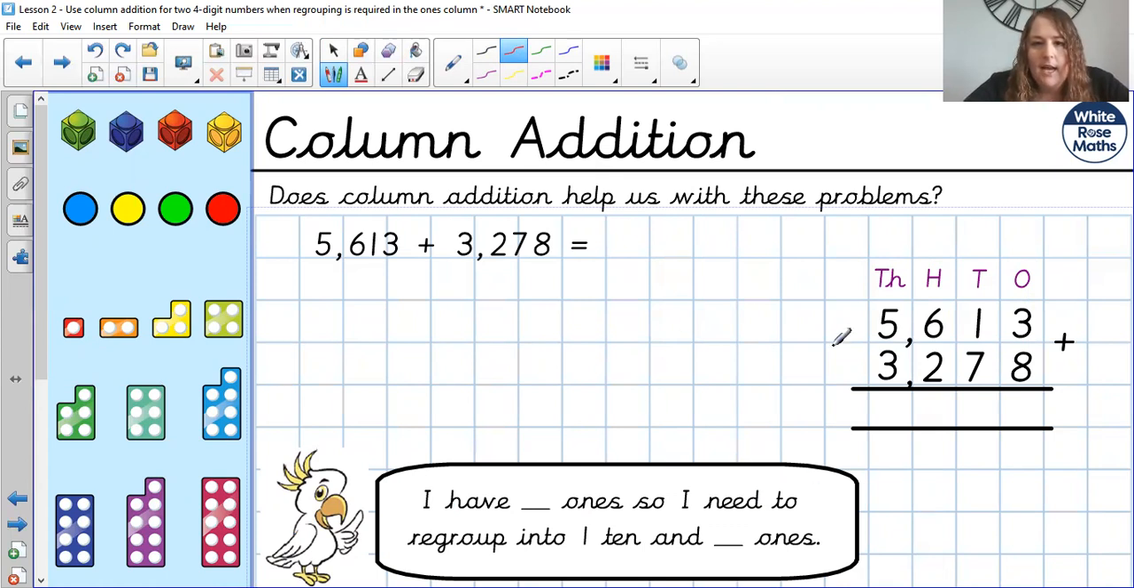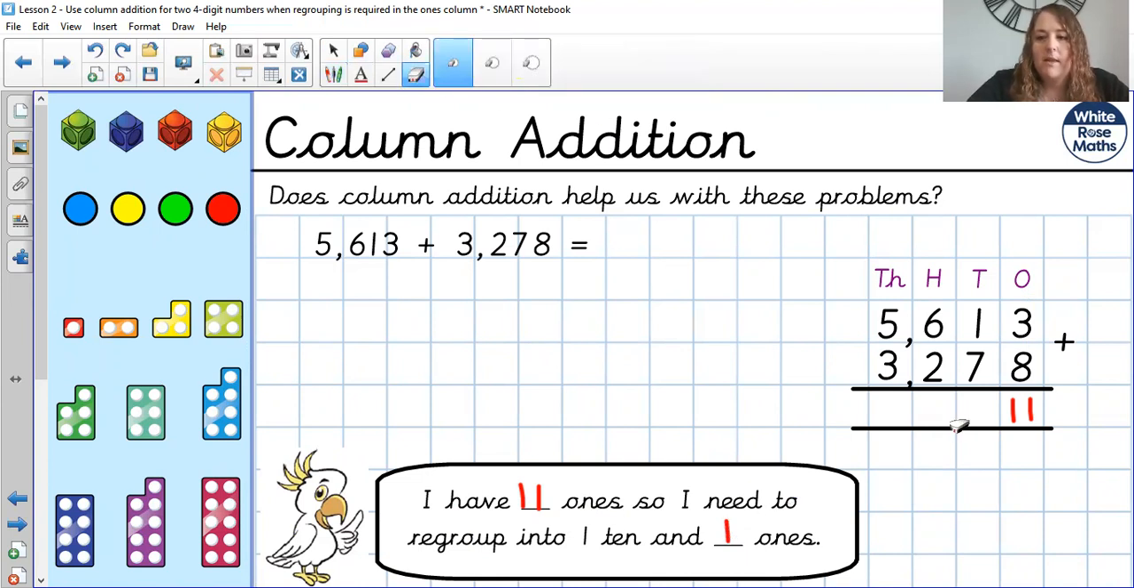So can I just check, have I put my ones in my ones, my tens in my tens, my hundreds in my hundreds, and my thousands in my thousands? And those numbers look in the right place to me. So then we get started in the ones column. 3 add 8. So 8, 9, 10, 11. Now I can't write 11 in that box. But from down here, I have 11 ones. So I need to regroup them to 1 ten. And how many ones am I going to have left? I'm going to have 1 left.